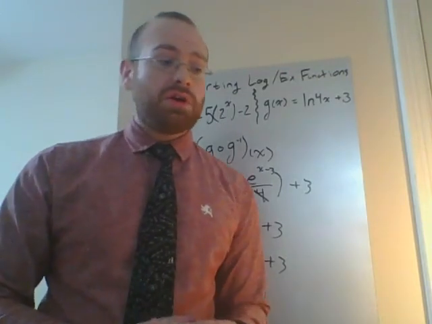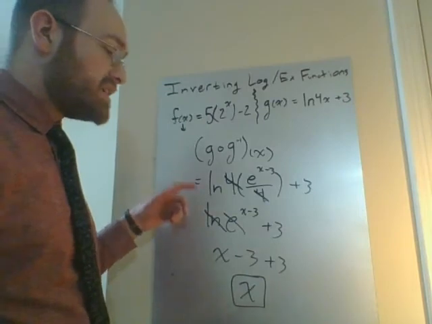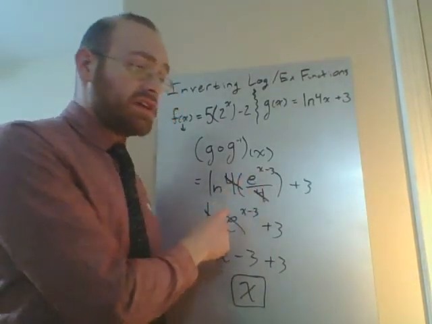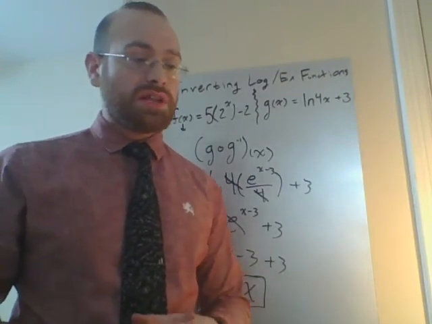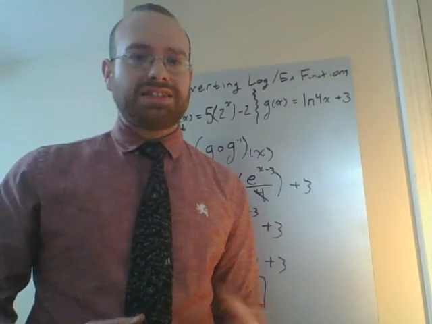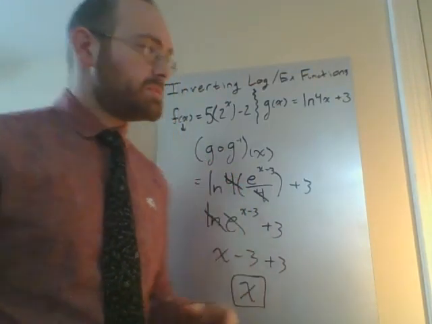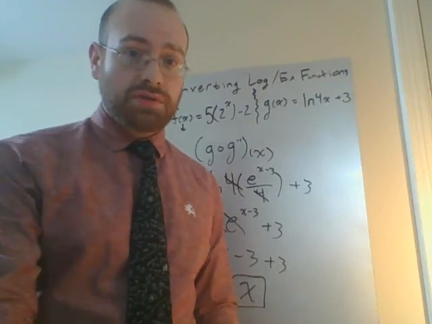One thing to be very careful with is remembering our order of operations. I couldn't cancel the natural log and e until I had taken care of these 4's. That order of operations is really important when verifying inverses, so we don't make any reckless mistakes. So this has been a few examples of inverting logarithmic and exponential functions.